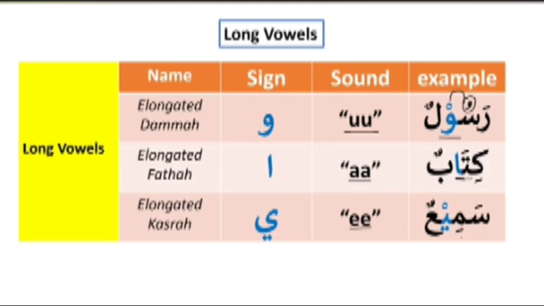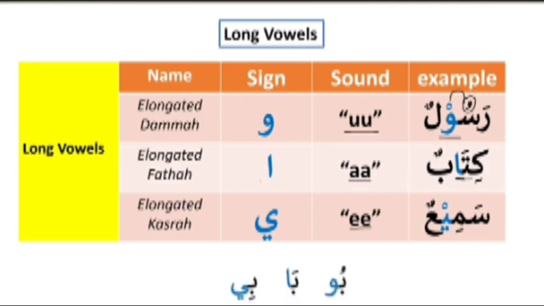Please remember that when we prolong the sound, the meaning will definitely change. Sami'a means he heard, and sami'un means who will hear or who hears continuously. Similarly, kataba means he wrote, but kitaban means a book, and rusulun means messengers, while rasulun means only one messenger. So you can see over here the meanings will change. That's why we need to focus a lot on these short vowels and long vowels.